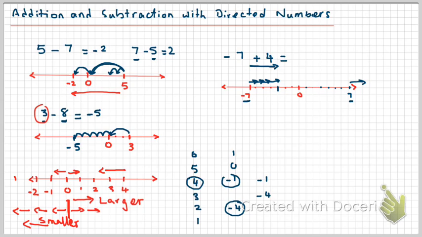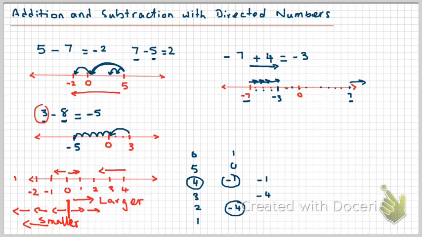Negative 7 plus 4, that would be negative 6, negative 5, negative 4, negative 3. Following that, just to make sure, that's negative 2, that's negative 1, that's 0. And remember, think back to that temperature, negative 3 is a larger number than negative 7. So the answer is negative 3.